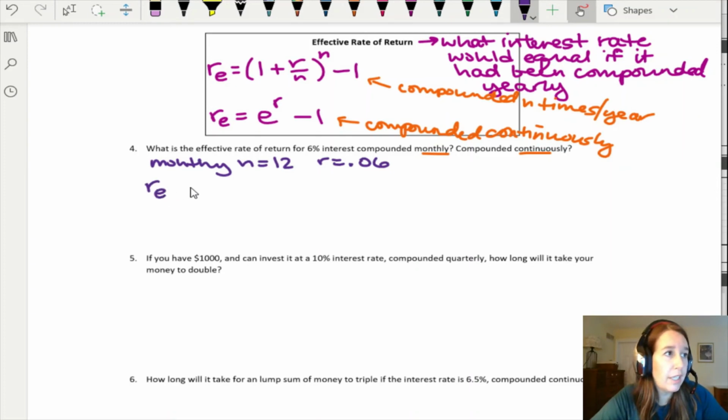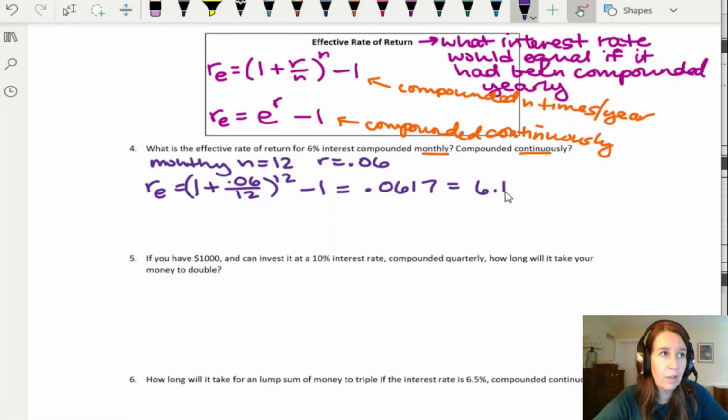So r_e is equal to 1 plus 0.06 divided by 12, raised to the 12th power, minus 1. Okay, so type that all in. So this is our interest rate that we have compounded monthly, and then subtract the 1 and you'll get 0.0617. So about 6.17% in percent. If this rate was compounded yearly, you would have to get 6.17% versus compounded monthly 6%.